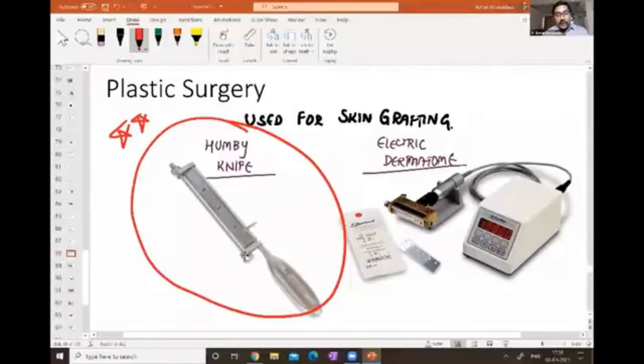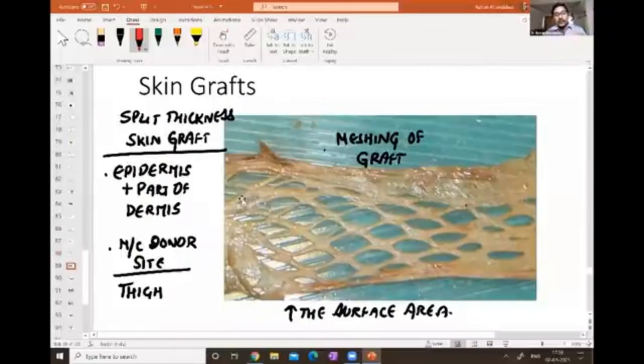A split thickness skin graft has epidermis plus part of the dermis. The most common donor site for this is the thigh. Whenever we raise a split thickness skin graft, we make cuts in that graft so as to increase the surface area. This is known as meshing of the graft.